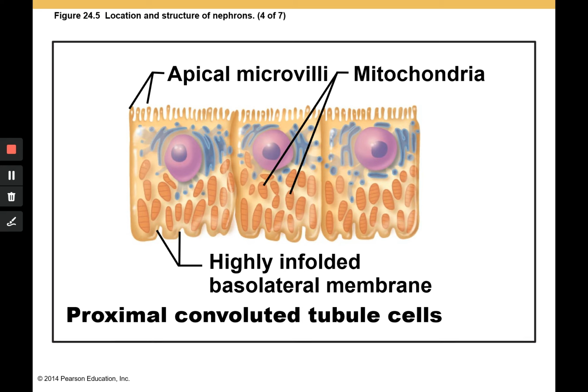So let's look at those cells of the proximal convoluted tubule with their microvilli, which are located on their apical layer. They also contain plenty of mitochondria for active transport of substances from the tube back into the blood.